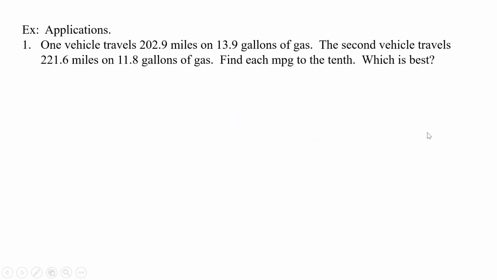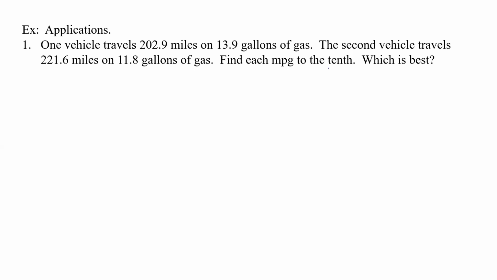All right, so this one has an application where we're going to compare two rates, and basically the miles per gallon we're going to get for our trip. And so we have one vehicle traveling 202.9 miles on 13.9 gallons of gas. The second vehicle travels 221.6 miles on 11.8 gallons of gas. Find the miles per gallon for each to the 10th, and what is the best?